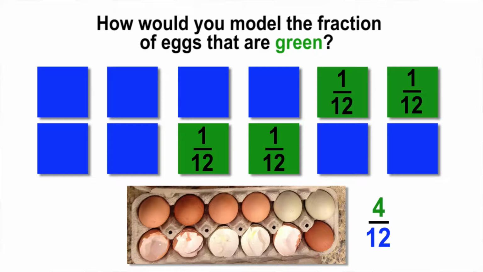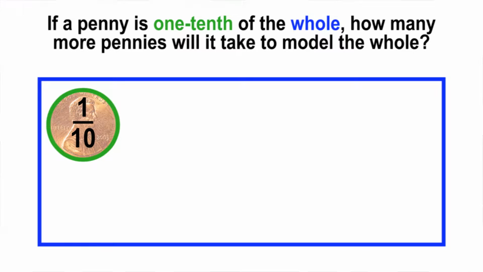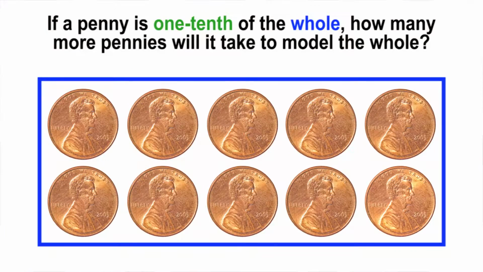In previous lessons, we used models to show different fractional amounts. Now we're going to use coins to represent fractional amounts. If a penny is 1/10 of the whole, how many more pennies will it take to model the whole? We know that the denominator, 10, tells us the amount of equal parts, which is tenths. So we need 9 more pennies for a total of 10 tenths.